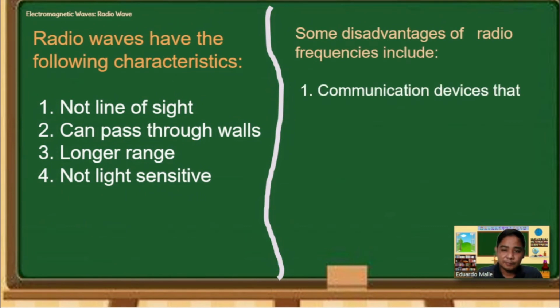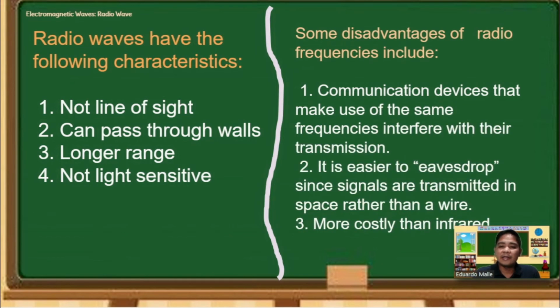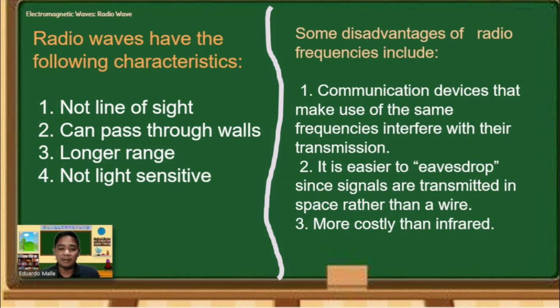Number 1, communication devices that make use of the same frequencies interfere with their transmission. It is easier to eavesdrop since signals are transmitted in space rather than a wire. It's more costly than infrared.